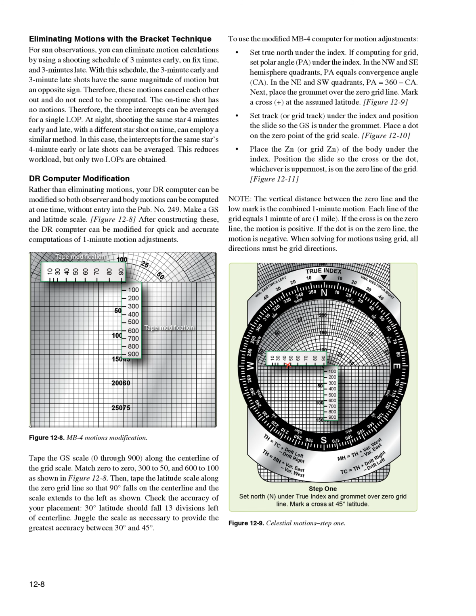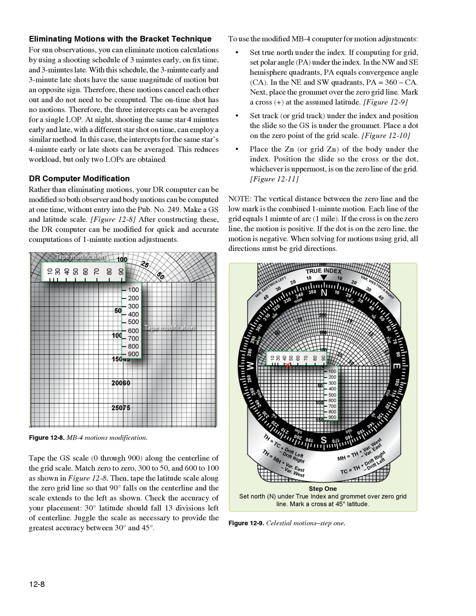Tape the GS scale, 0 through 900, along the center line of the grid scale. Match 0 to 0, 300 to 50, and 600 to 100 as shown in Figure 12.8. Then, tape the latitude scale along the 0 grid line so that 90 degrees falls on the center line, and the scale extends to the left as shown. Check the accuracy of your placement. 30 degrees latitude should fall 13 divisions left of center line. Juggle the scale as necessary to provide the greatest accuracy between 30 degrees and 45 degrees.